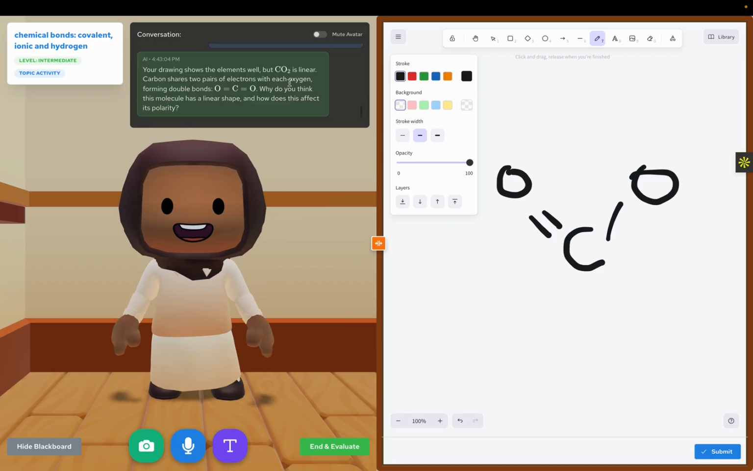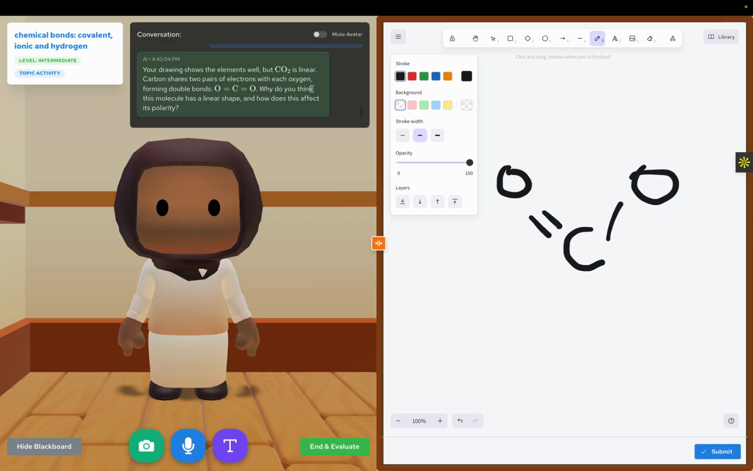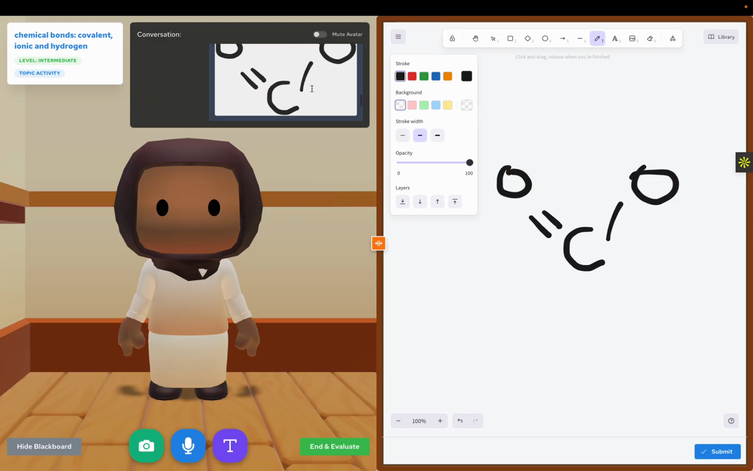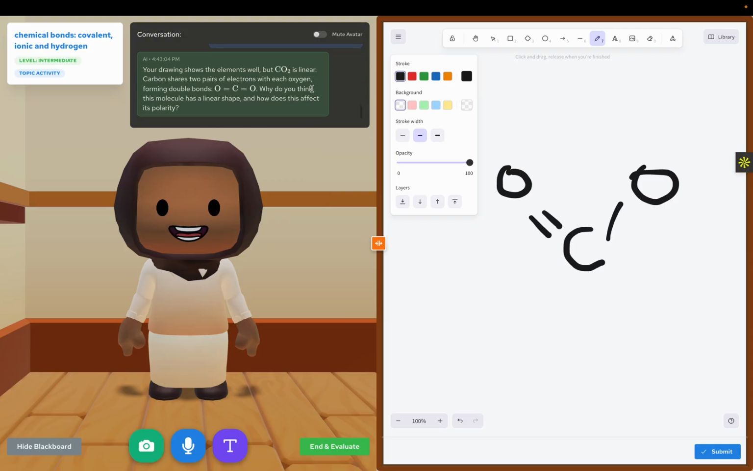Your drawing shows the elements well, but CO2 is linear. Carbon shares two pairs of electrons with each oxygen, forming double bonds. O=C=O. Why do you think this molecule has a linear shape, and how does this affect its polarity?